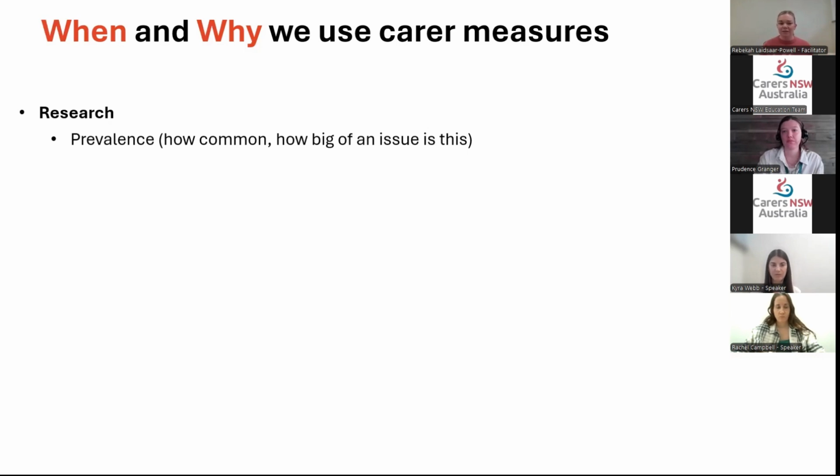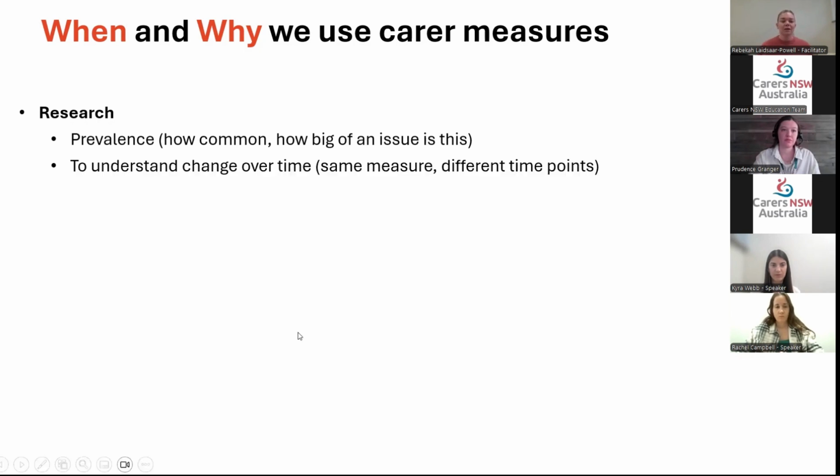So how common an issue is a certain thing within carer populations, or how big an issue, what's the magnitude of that issue? Then we also want to use measures to understand change over time, to think about the trajectory of an issue, using the same measure across time points.